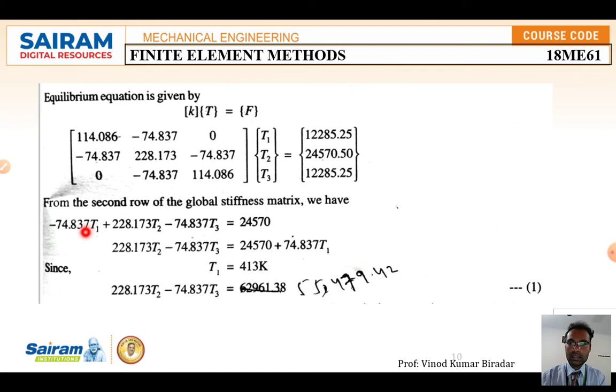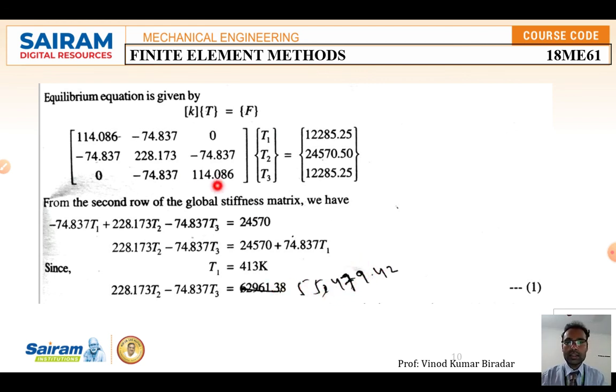Just send this to this side and substitute the T1 value in this. The new modified equation you are going to get is 228.173 T2 minus 7483 T3, which is equal to this. After substituting in this equation and multiplying, you are going to get 55,479, that is 55,479.42.